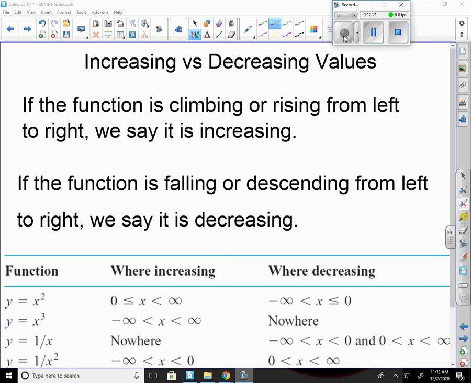So that takes us to increasing versus decreasing values. If a function is climbing or rising from left to right, we say it's increasing. If it's falling or descending from left to right, we say that makes it decreasing. So if it's going up from left to right, it's increasing. If it's going down from left to right, it's decreasing.